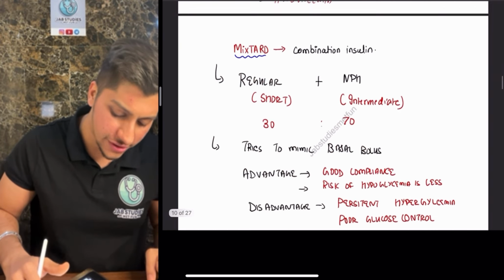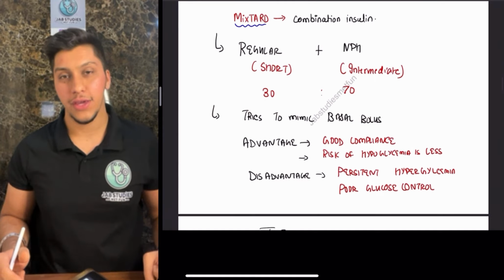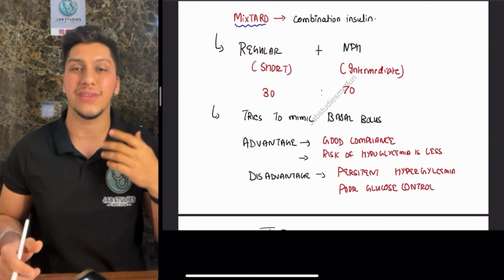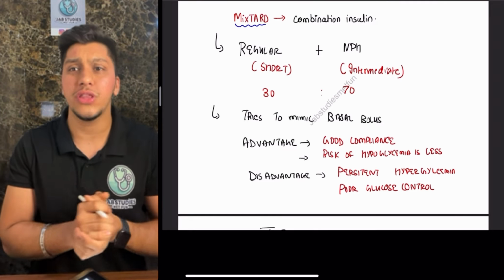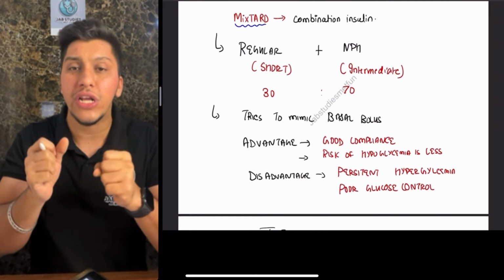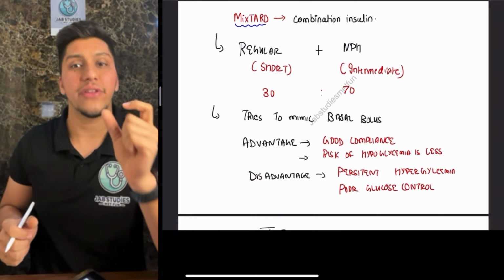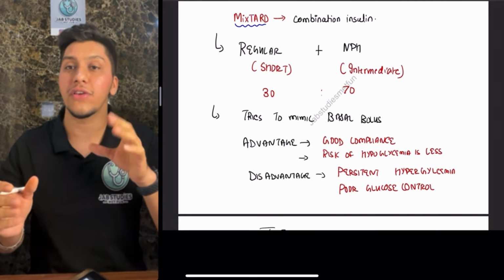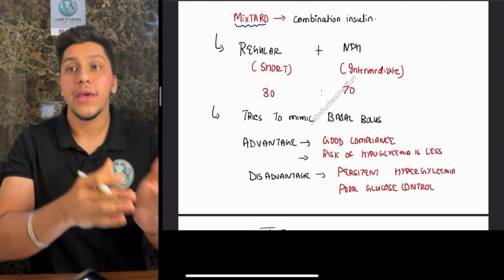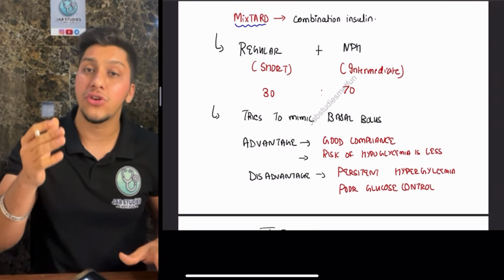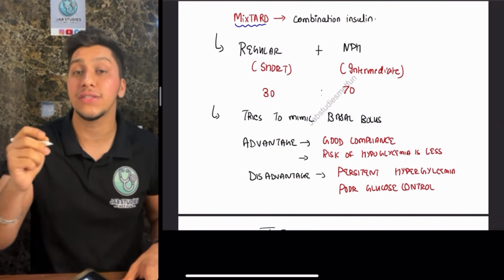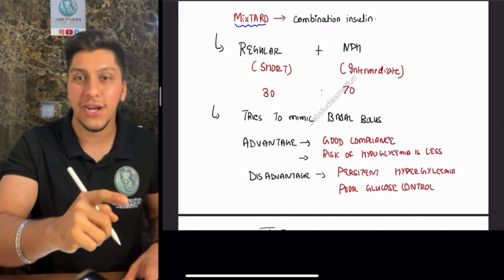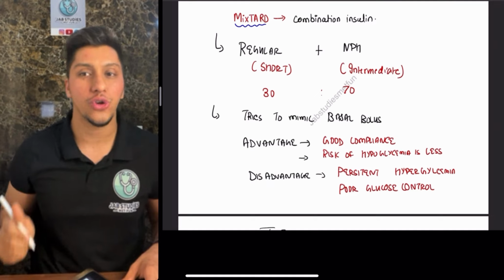Another regime which we can talk about is the Mixtard regime. The Mixtard regime, like the 70-30, these are the Mixtard regimes. What we do in the Mixtard regime is that we mix 2 types of insulins. We mix a regular insulin, which is a short acting insulin, and we mix an intermediate one, which is your NPH. The regular insulin is mixed with the ratio of 30 and NPH is 70. That is why whenever you see Mixtard 30:70, this is what they're talking about.